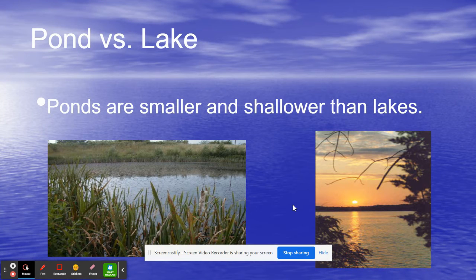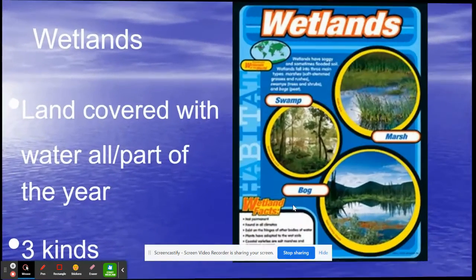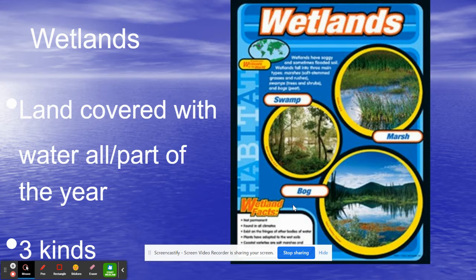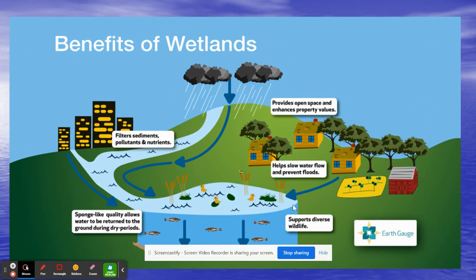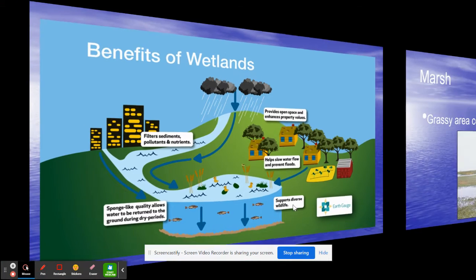Living in Minnesota, we should know the difference between a pond versus a lake. Ponds are smaller and more shallow than lakes. There are 3 kinds of wetlands: swamps, marshes, and bogs. Wetland is land covered with water all or part of the year. Lots of benefits to wetlands. They provide open space, enhance property values, help slow the water flow and prevent floods, supports diverse wildlife. It allows water to be returned to the ground during dry periods, and it helps infiltration.